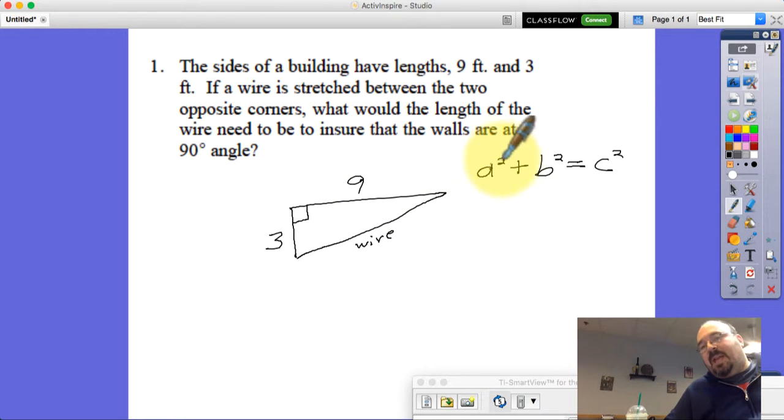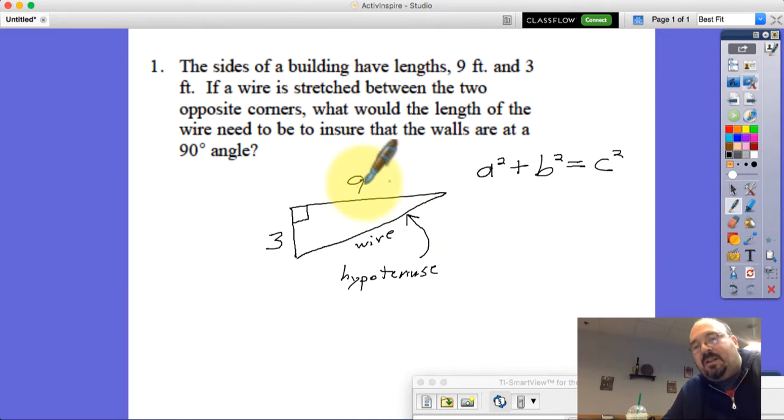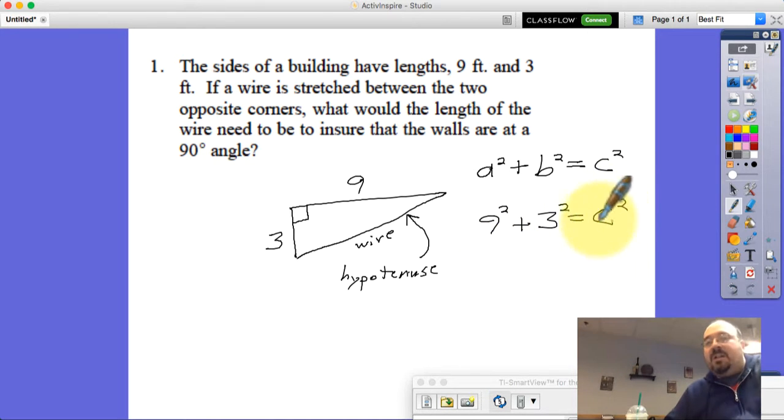In this formula, A and B are the legs, and C is called the hypotenuse, and it is going to be the side that's opposite the 90-degree angle. So my hypotenuse has to be this side here. The other two sides, it doesn't matter which one's A and B, but this has to be C. So basically, I just plug in 9 squared plus 3 squared, and I have to solve this to see what number would make this true. What number would force this to be a right triangle?